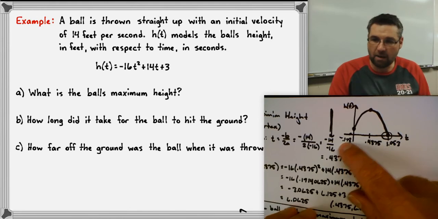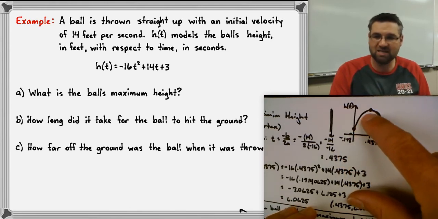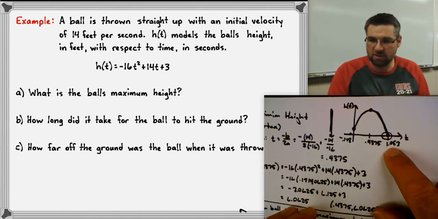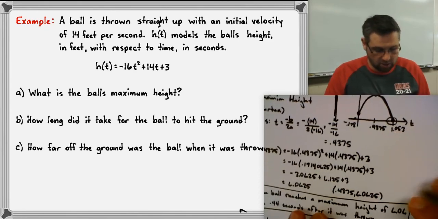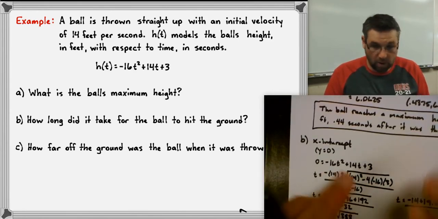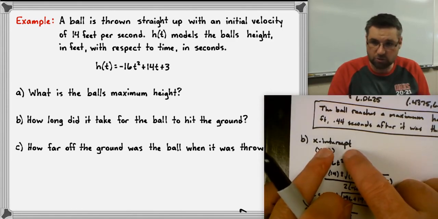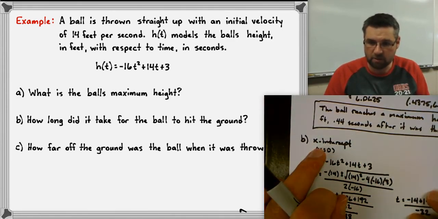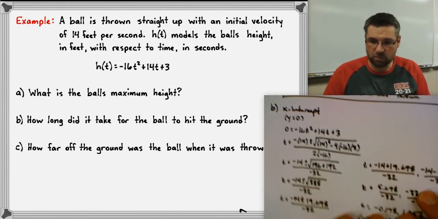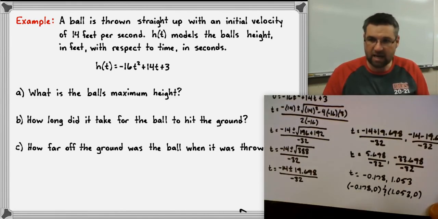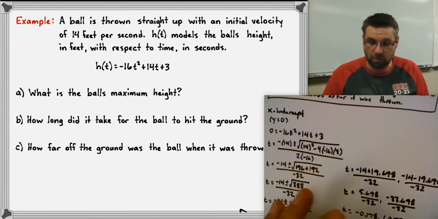So when did the object hit the ground? How long did it take for the object to hit the ground? It took this amount of time. So what did we do? We read our question. We translated our question into something that we can solve in math, okay? Then we solved it. We got an answer. Here's our answers. And now we need to interpret our answer, so we need to write a sentence.